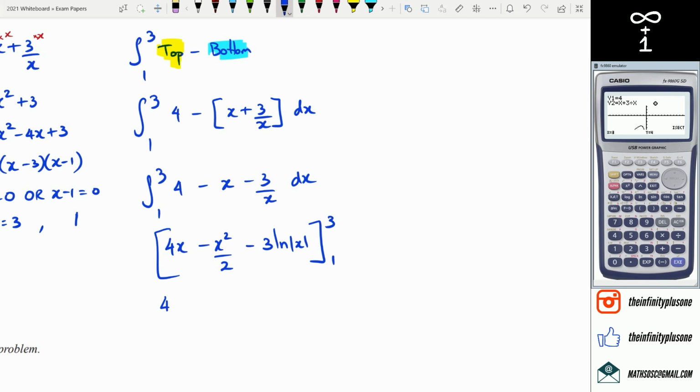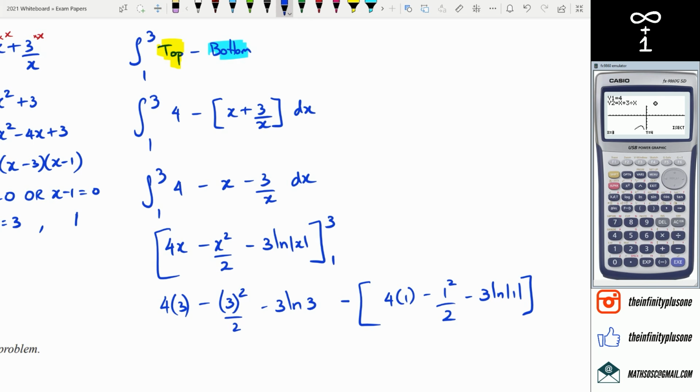So I've got to substitute 3, so I've got 4 times 3 minus 3 squared over 2 minus 3 ln of 3, take away 4 times 1 minus 1 squared over 2 minus 3 ln of 1. Now, as I said to you guys before, you've got two options here. You can sit here punching this whole thing in your calculator and hope to God that you didn't make a little mistake.